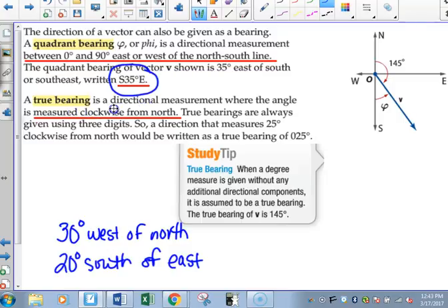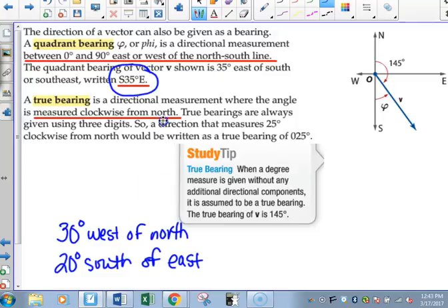A true bearing is a directional measurement where the angle is measured clockwise off of north, okay? This is my understanding, this is what air traffic controllers and such use. Off of due north, they measure around clockwise all the way to 359 degrees. All right. When you use off of north, west, south, or east, you can't go over 90, right? Because then you're into the next quadrant.